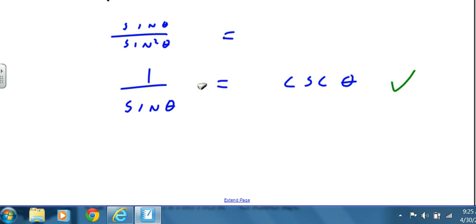Okay, questions about solving trig identities? Yeah, other than I don't want to do it.